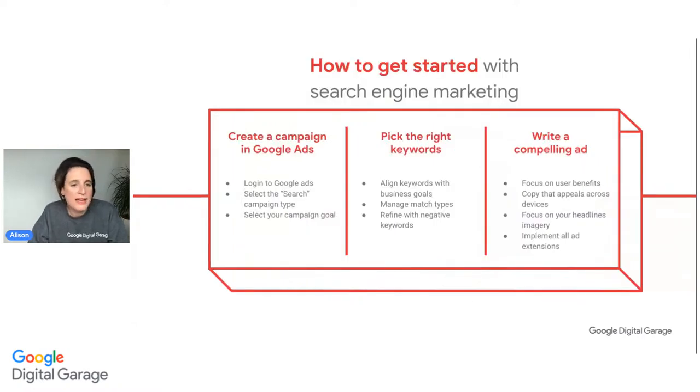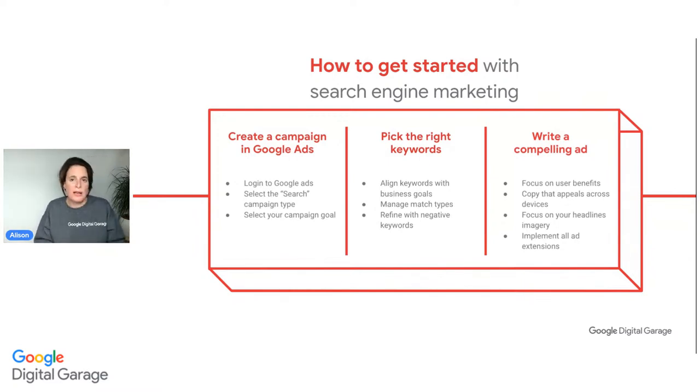To get started with SEM, search engine marketing, there's 3 main steps. So what we need to do here, first of all, is set up a Google ad account. So to use search engine marketing, you need to have a Google ad account. You can log into Google Ads with your Google account or create one from scratch.